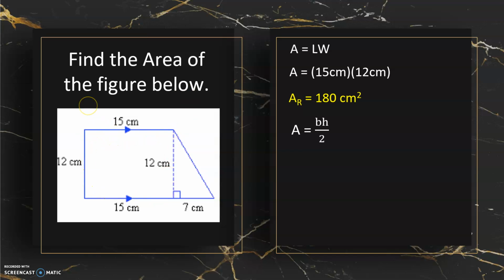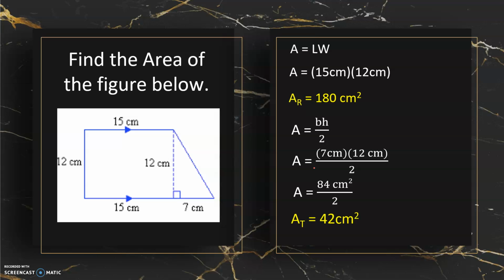Now for the area of the triangle, we have base times height divided by 2. Substituting the given information, we have 7 centimeters times 12 centimeters divided by 2, which is equal to 84 square centimeters divided by 2, and that is equivalent to 42 square centimeters. Okay, so we have here the area of the triangle.